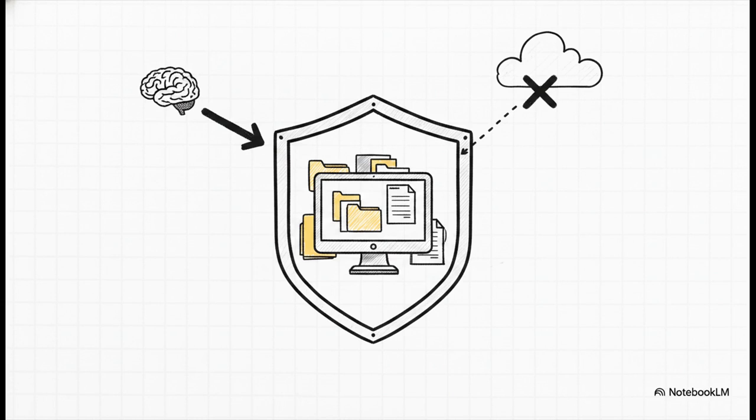Now, a massive operational difference with this execution model is data locality. Because this agent is running exactly where the work is, meaning on your local computer interacting with your local files, there is zero friction with uploading sensitive data. You aren't dragging your proprietary codebase or private financial PDFs into some random web browser. There are no round trips. Your data literally stays put, and the AI comes to the data.